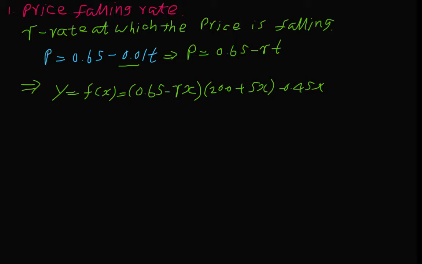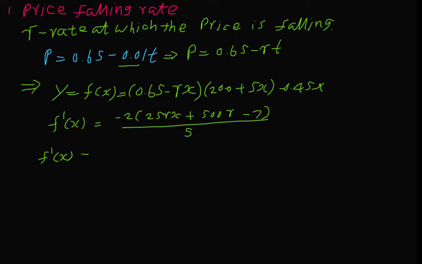So we take the derivative with respect to x of this function. Therefore, find the derivative f prime of x equals negative (225rx plus 500r minus 7) divided by 5. So as we did before, set f prime of x equal to 0 and solve for x. You will get x equals (7 minus 500r) divided by 25r. So you see the optimal time to sell is given by this equation as long as x is greater than 0.